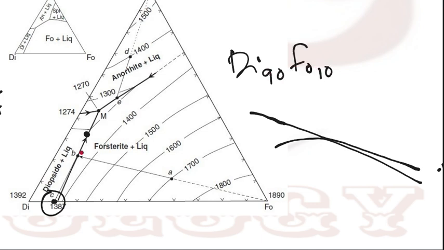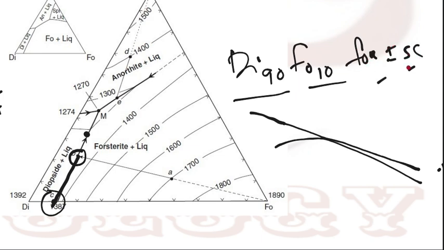So at this point B, this is the tangent. At this point B, diopside 90 and phosphorite 10 is crystallizing. Clear everyone? Tangent. For ISC, instantaneous solid composition, at that point, what is the composition of the solid that is crystallizing?